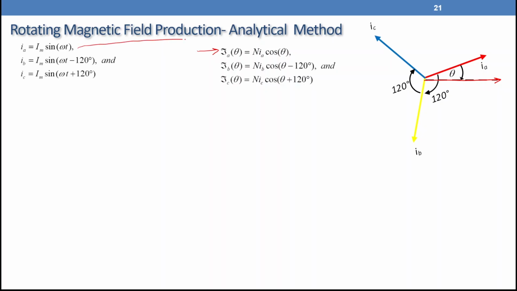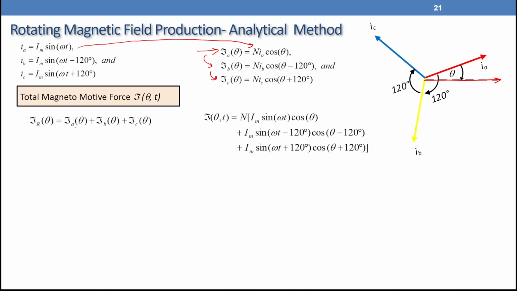We're going to substitute by the currents here to have FA function of theta and time t. So that one will be N I maximum sine omega t cosine theta, and the same for B and C. If we add them together, we have the resultant field at this instant of time. So the resultant will be FA of theta plus FB of theta plus FC of theta. And the total will be N as a common factor, I maximum, sine omega t cosine theta, sine omega t minus 120 cosine theta minus 120, sine omega t plus 120 cosine theta plus 120.